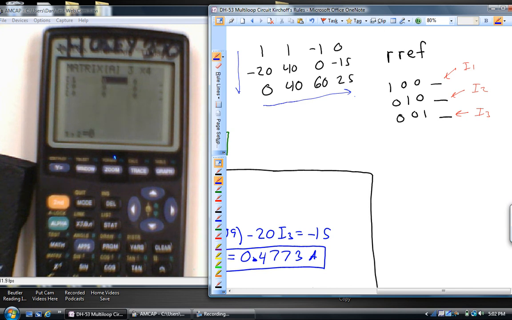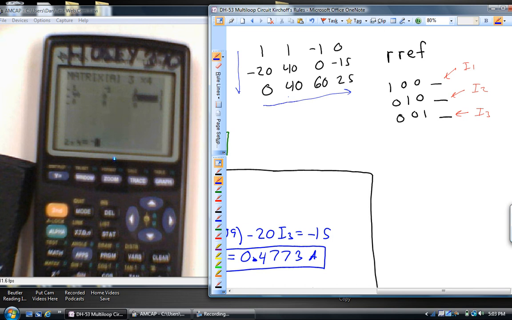So if I hit 1, enter, it's kind of nice, it brings it right in. 1, enter, negative 1, enter, and the last one is 0, enter, negative 20, enter, 40, enter, 0, enter, negative 15, enter, brings us to the third row, 0, enter, 40, enter, 60, enter, 25, enter.